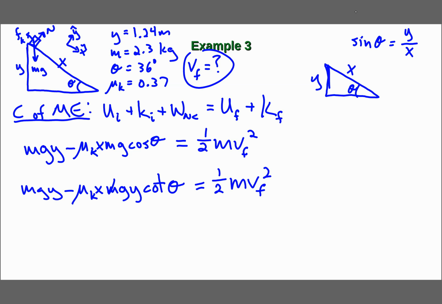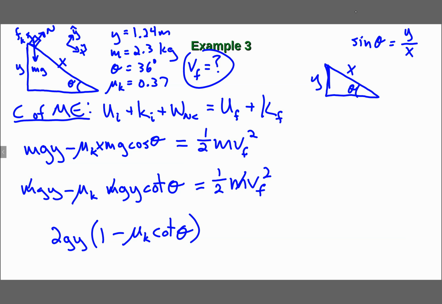And then notice that the m's all cancel. And I can multiply by 2 to get rid of the half. And I'll end up with 2 gy, that's in both terms, right? Times 1 minus mu sub k x. Oh, whoops. I still wrote the x up here. That's why. My mistake. We replaced the x with the y over sine theta, right? So we have 1 minus mu sub k cotangent theta, right?